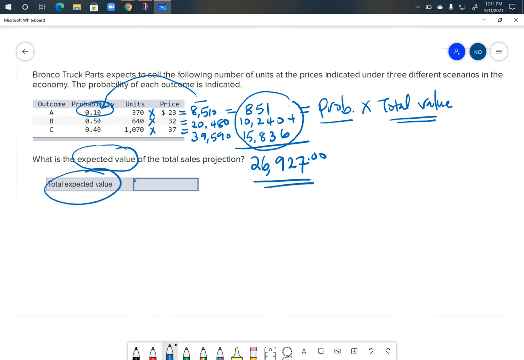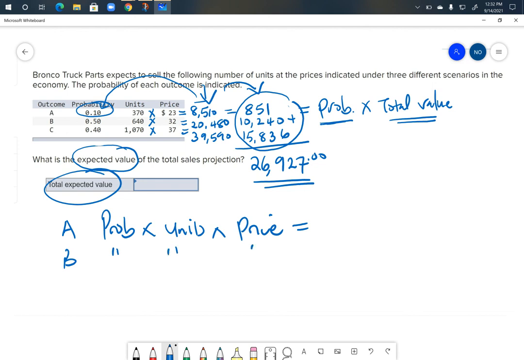Again, simply put, you just take the probability times the total value. So you determine the total value, and then you multiply with the probability. Or simply, you could just multiply the entire row. So instead of determining this and then moving to the second step, you can simply take the probability times the number of units times the price, right? And that will be for A, and you do the same thing for B, and the same thing for C, and then you just sum your values.